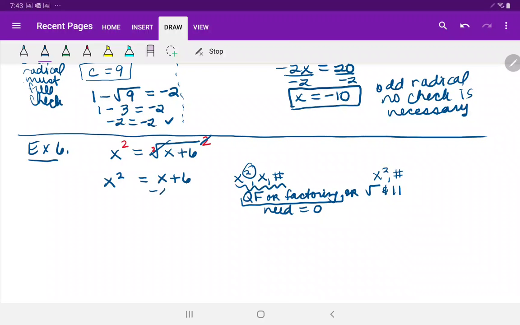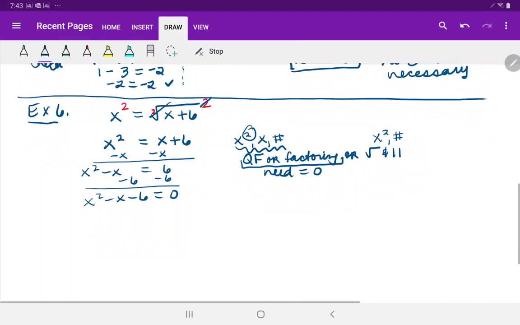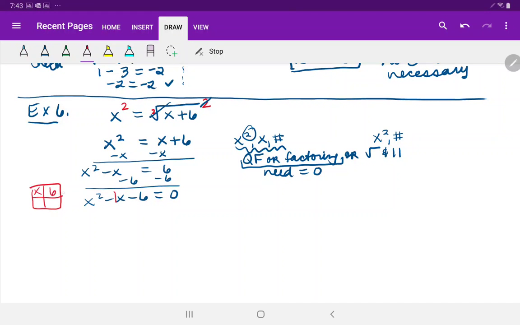Okay, so I need a 0. So I am going to subtract this way. X squared minus x equals 6. Subtract 6. And then I only combine like terms. Now at this stage I can decide to use quadratic formula or I could use factoring. So I'm going to try a box and see if it works. So multiplies to be 6, subtracts to be 1. So 3 and 2. Okay, so this one factors, so I don't have to use quadratic formula.